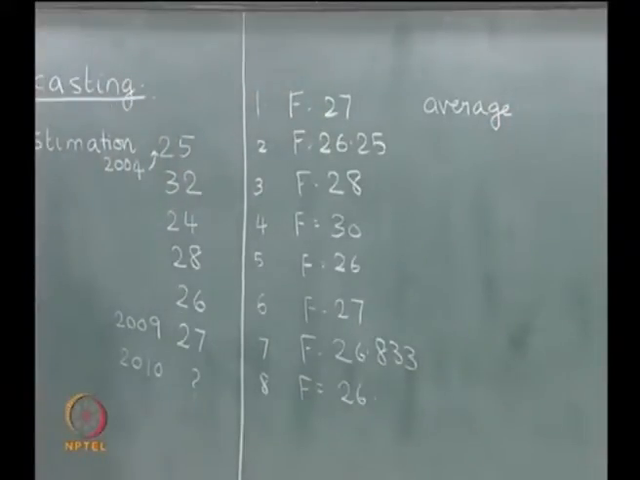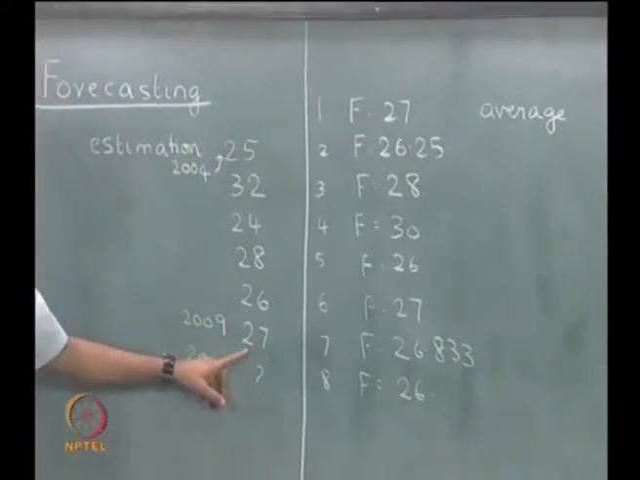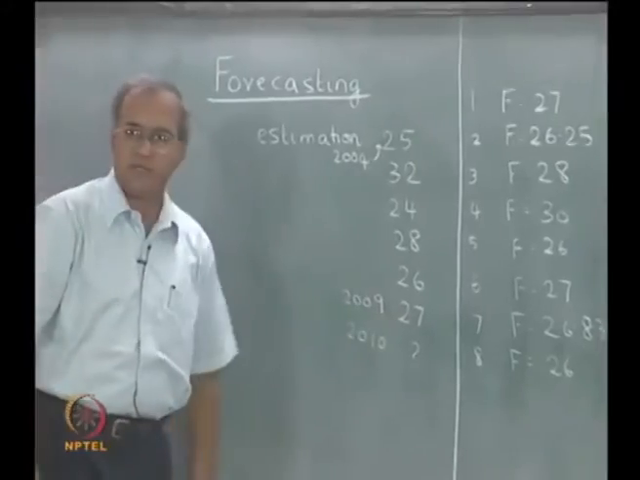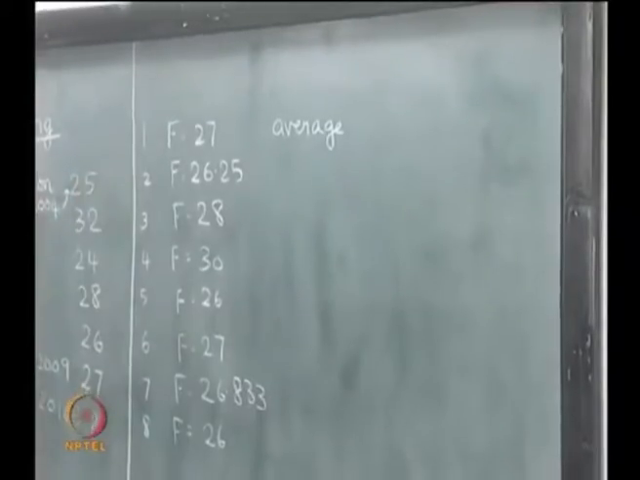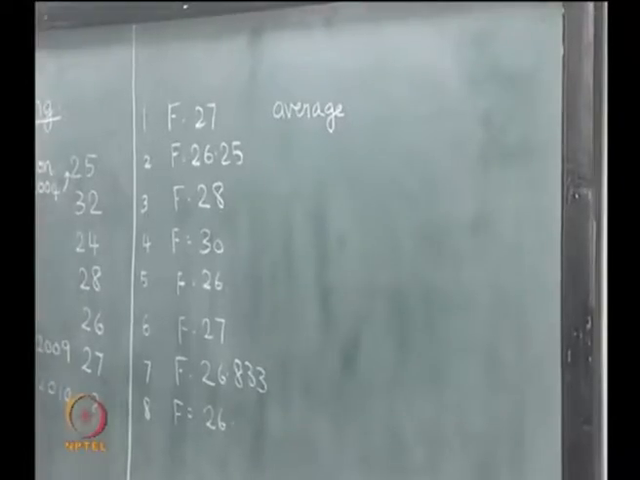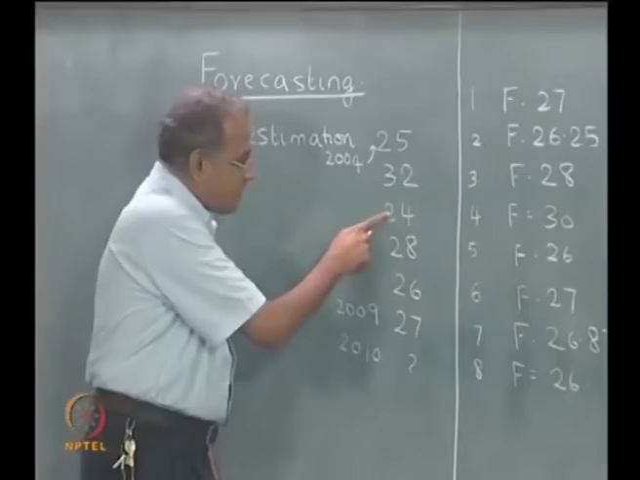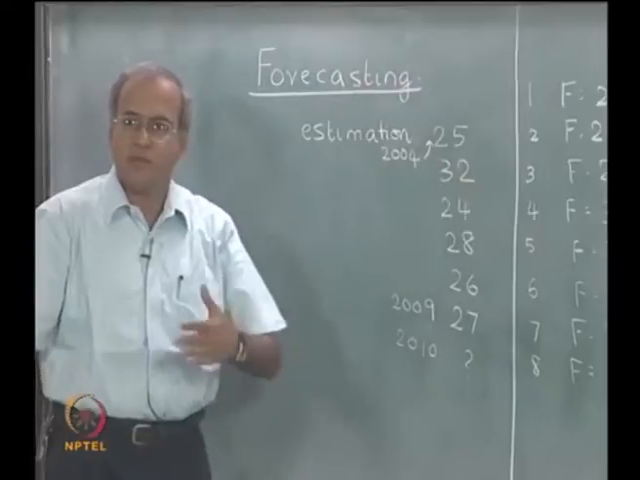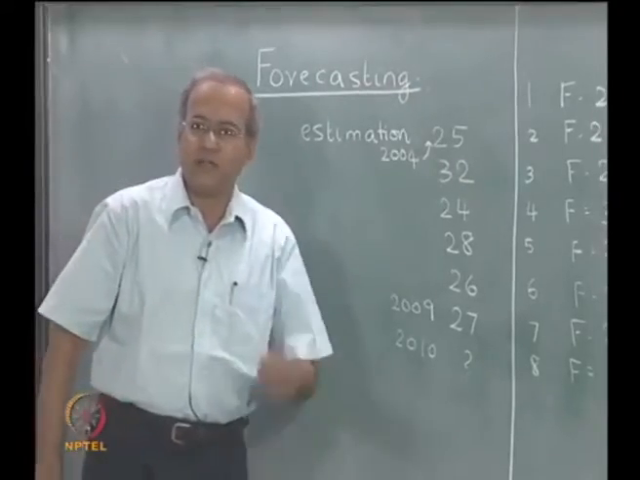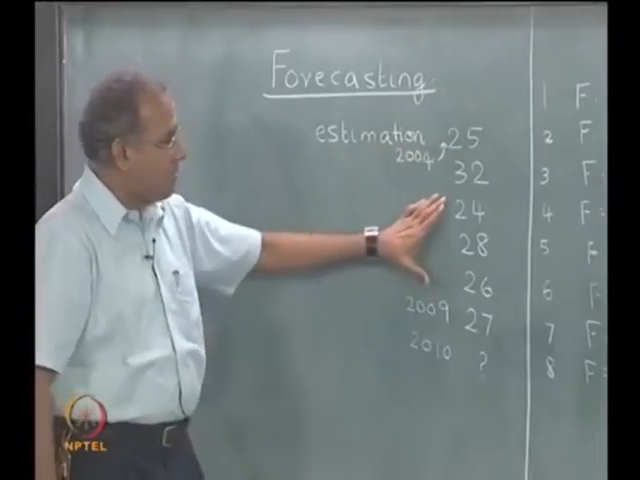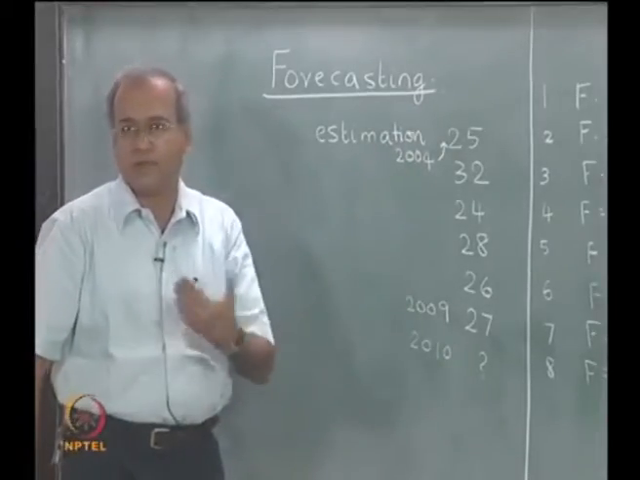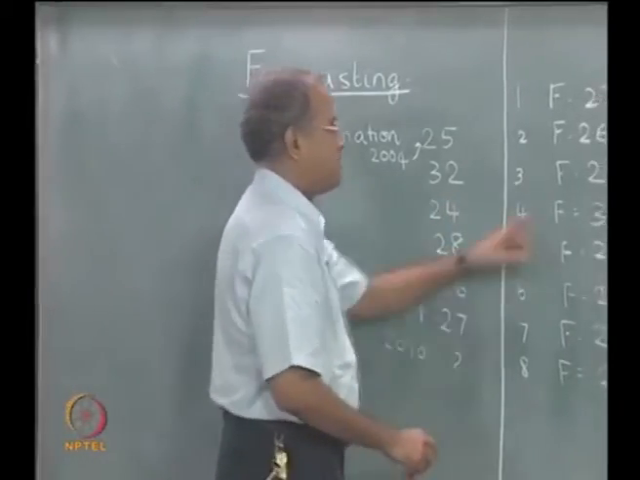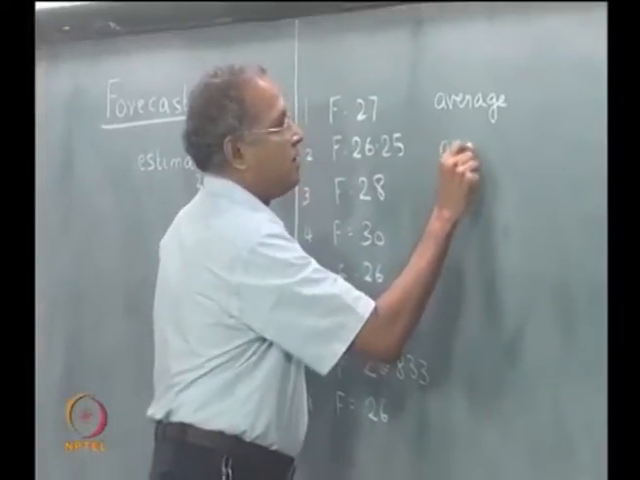One of the students believes that a simple average of these 6 numbers adequately represents the forecast, and we add all this and divide it by 6, we get F equal to 27. Another student said that he was interested only in the last 4 values, and felt that the first 2 values were a little old, and therefore he is not keen on considering them. He believes that the last 4 values adequately represent what is happening, and the average of the last 4 values turns out to be 26.25.